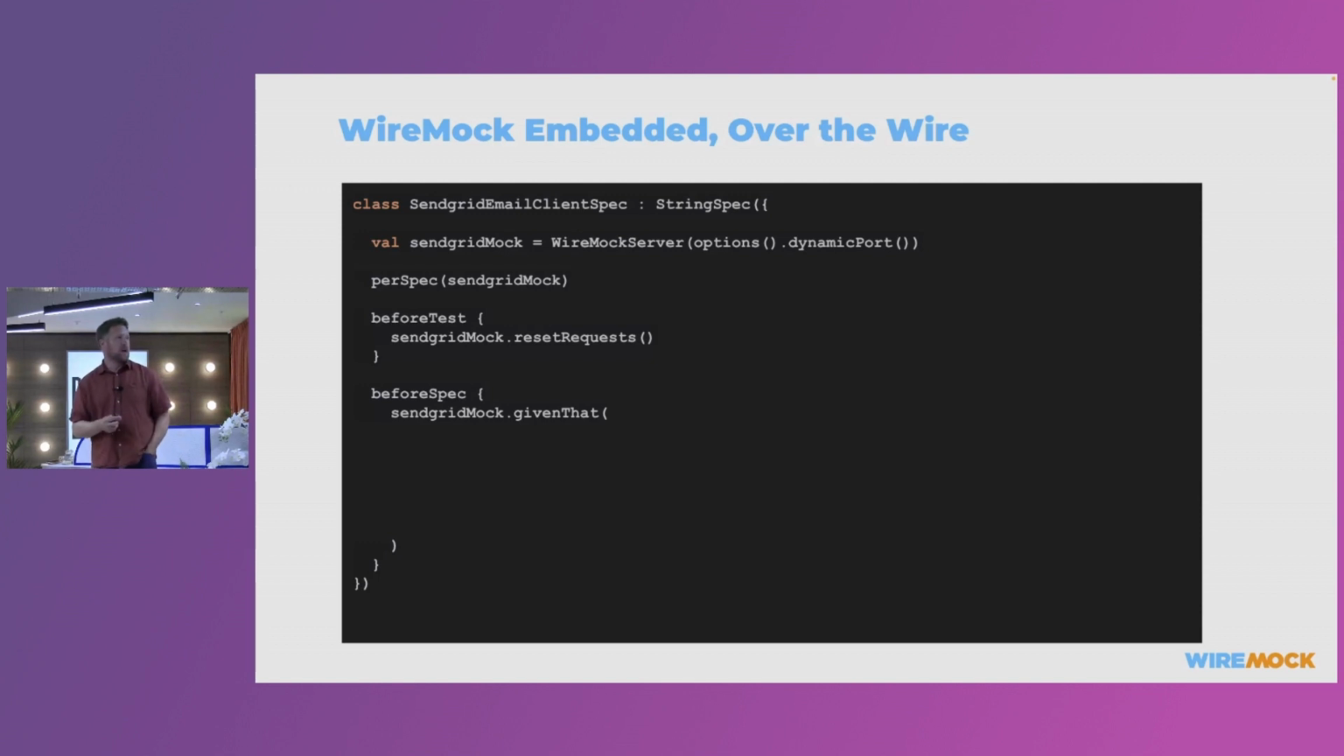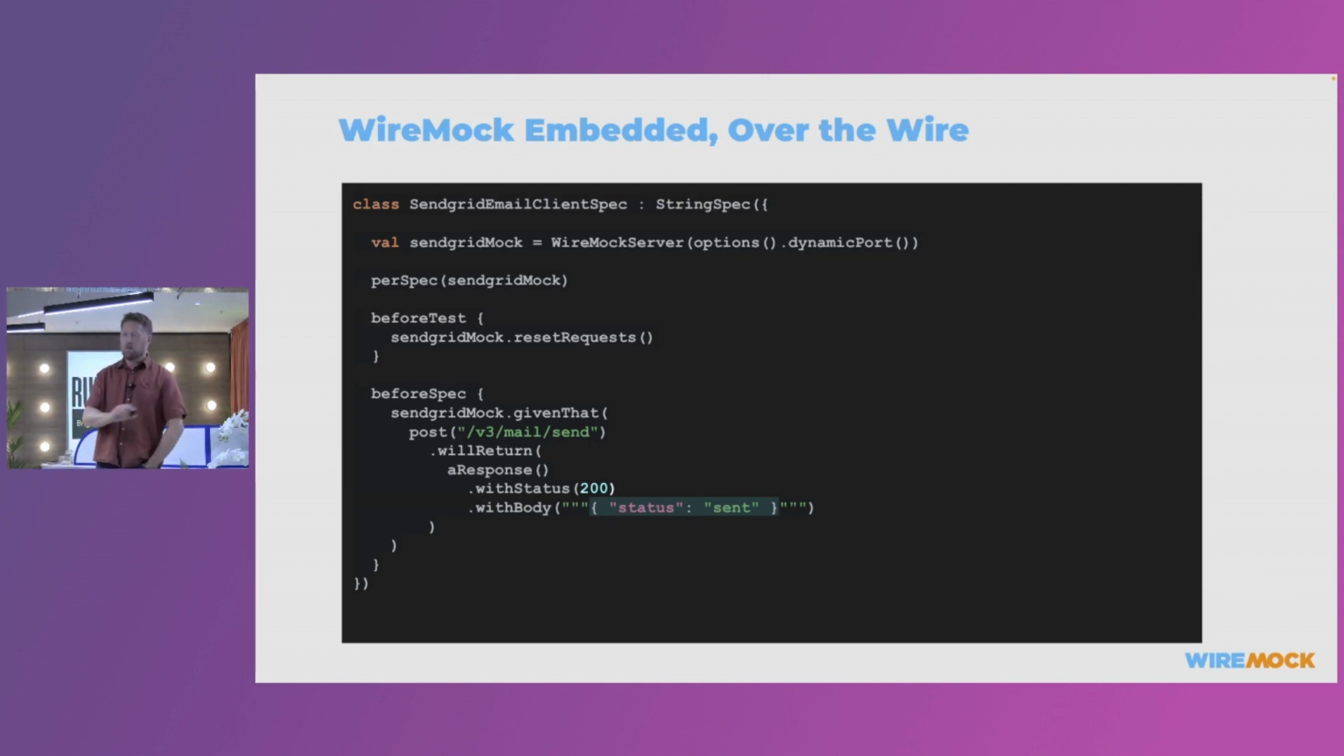And then we're going to start setting it up. And I'm going to do this in the before spec because what I'm actually going to do, rather than setting it up per test, I want to set up a kind of fake version of SendGrid entirely. So I'm going to say, okay, I'm going to create a stub by using given that on the SendGrid mock. I'm going to say, given that you get a post for that path, then I'd like you to return a response with a status of 200 and with a body of status sent. So we're just stubbing out the happy path here. We're saying that so long as you send me any post, that URL is going to get back a 200 with this status.